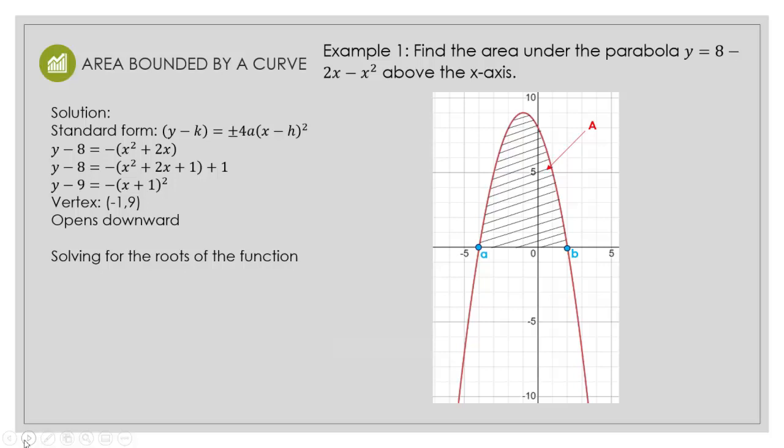For us to solve for the roots of the function, we shall set y equal to 0 and solve for the values of x which make the left side of the equation 0. After solving for all the possible values of x, we can see that x equals -4 corresponds to A, the left boundary, while x equals 2 corresponds to B, the right boundary.